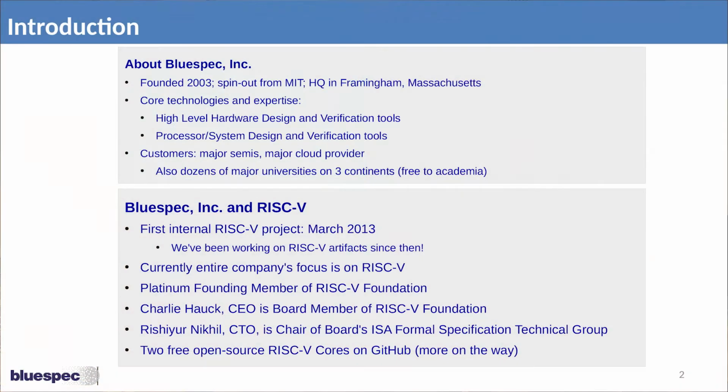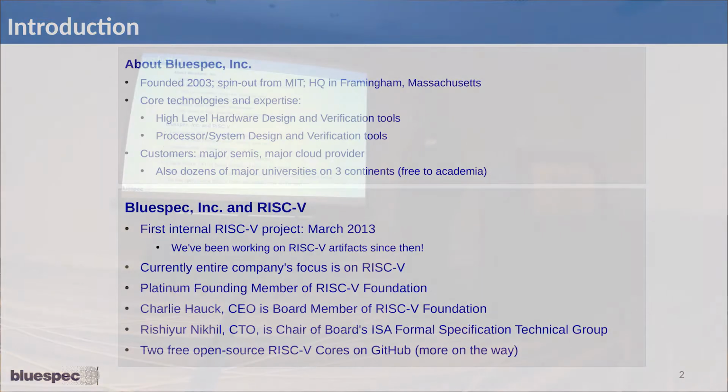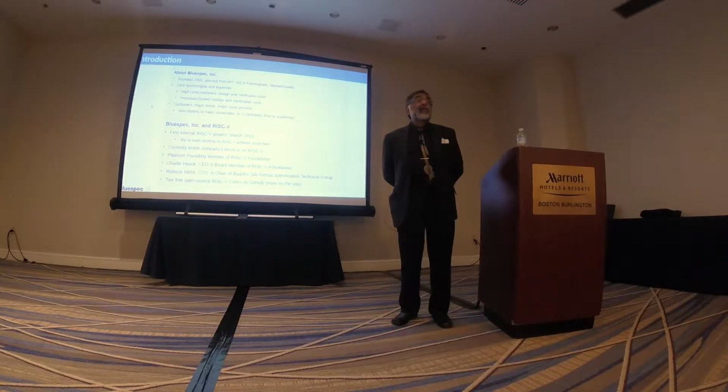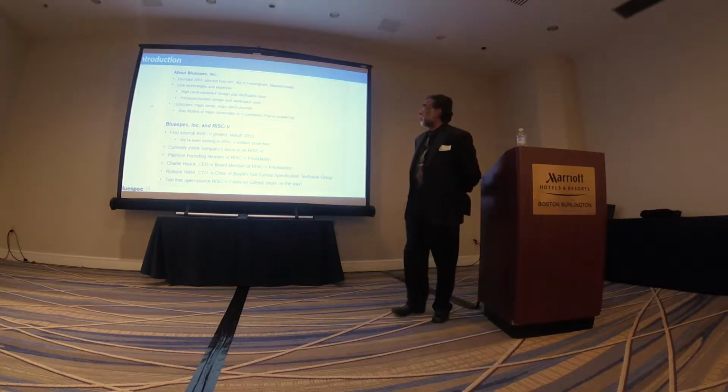Many people have asked me already, what is Bluespec, where is it, what does it do, etc. We're actually not a young company. We were founded in 2003, and it's originally a spin-out from MIT based on technology that was originally developed at MIT, but then developed at Bluespec since then. We are headquartered in Framingham, which is maybe 20 or 25 minutes from here, west of Boston.